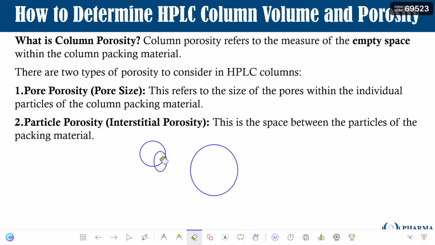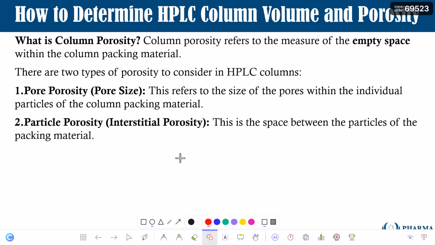Can I erase this? Okay, I can erase it also. Let us draw the particles once again. So this is one particle, this is another particle, isn't it? And this is the third particle. This is the fourth particle, right?